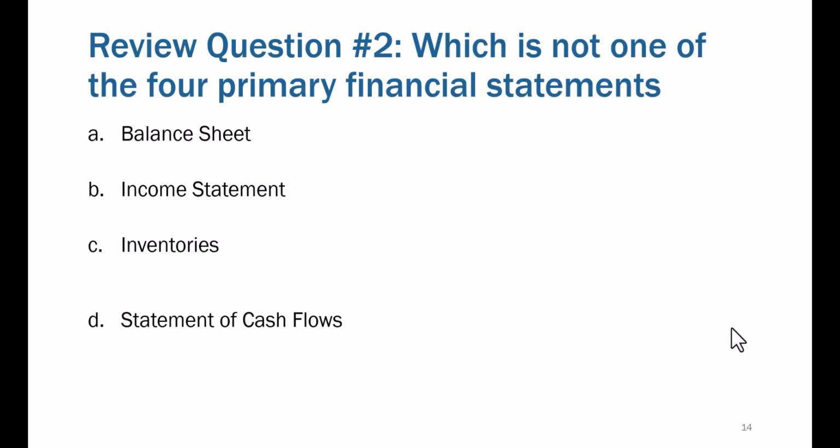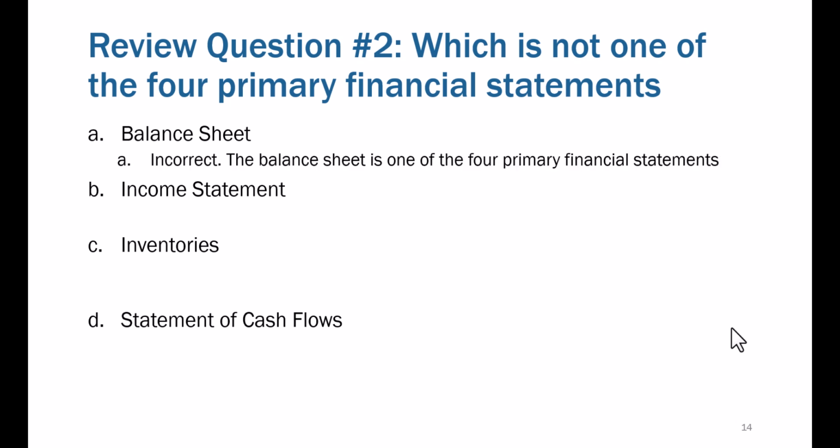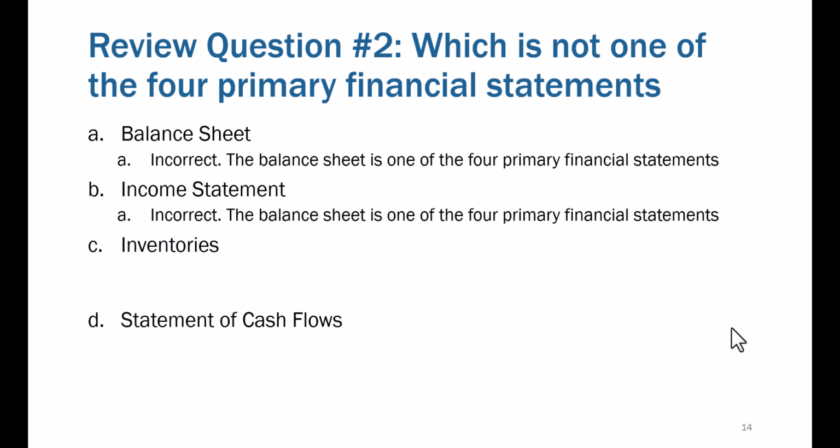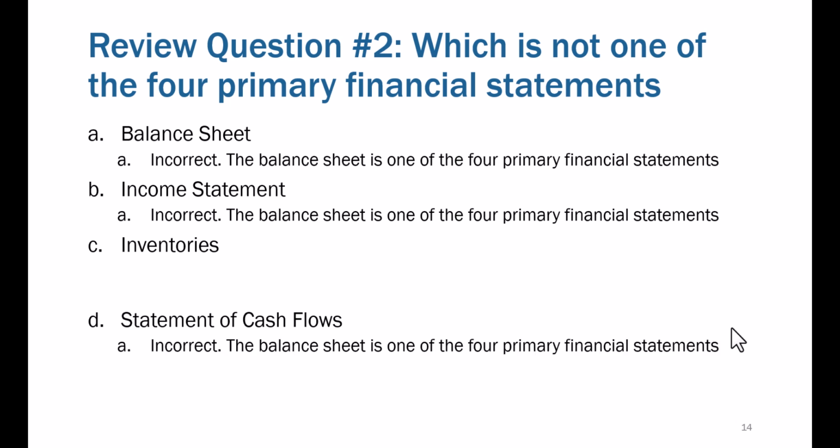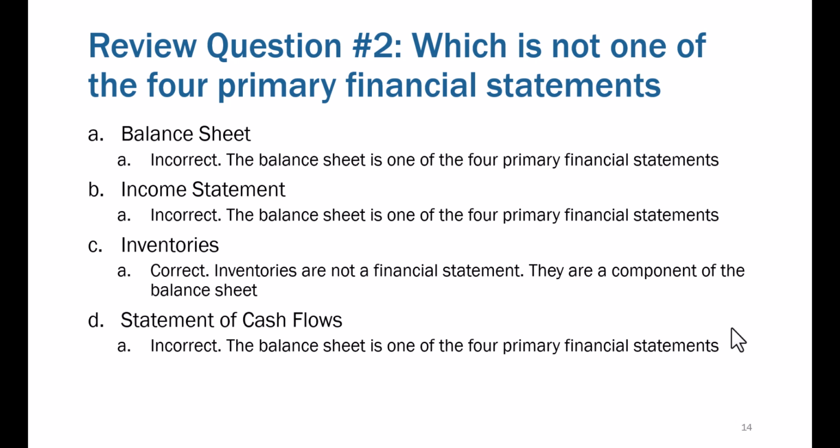So the review question 2. Look at this for a moment. See if you can figure this one out. Which of these is not one of the 4 primary financial statements? So what do you think? Well, balance sheet's incorrect. That's a big one. Income statement, incorrect. That's a big one. Statement of cash flows, incorrect. That's a big one. Inventories itself is not a financial statement. It is a component of a balance sheet.